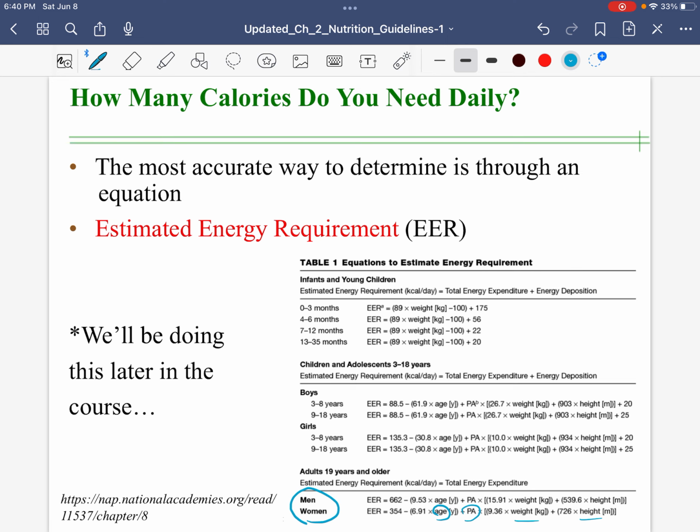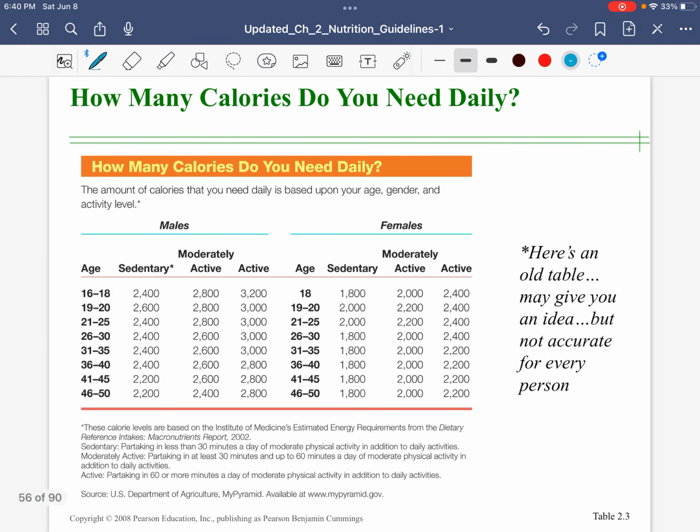You don't need to know the formula per se, but just know what this is. The EER equation. It's an equation that gives us a general idea of how many calories we need to bring in through food each day. And we're going to do it later in this course. There are tables out there, so we can look at tables. I think these are less common than they used to be as we're learning more about people and how different we can be. So I don't encourage using a table. I encourage more using the formula.